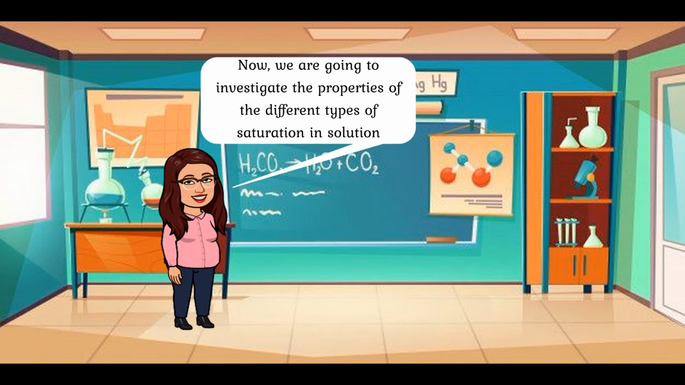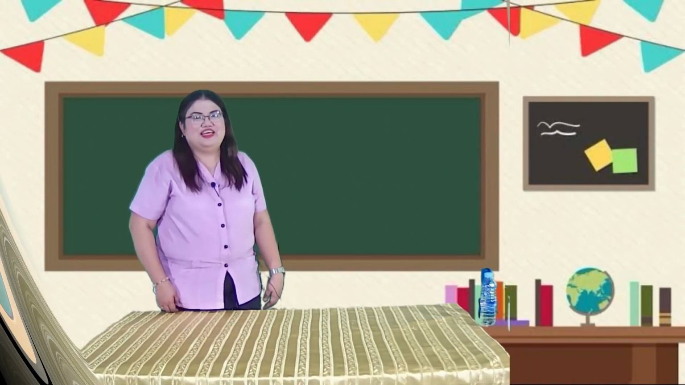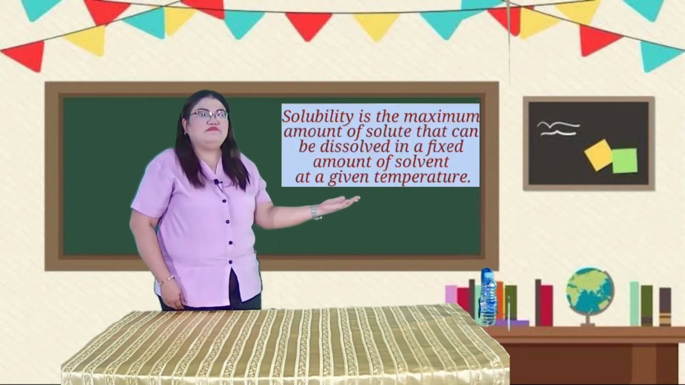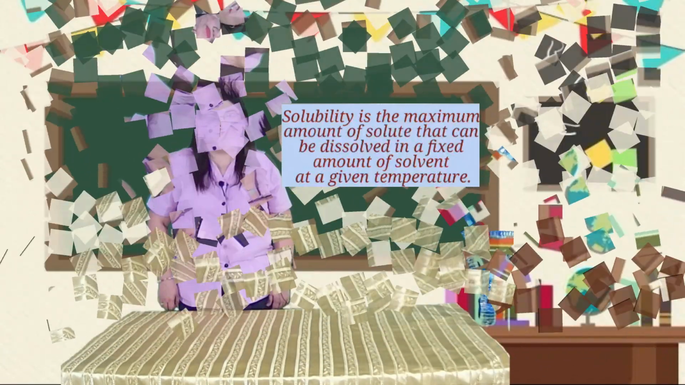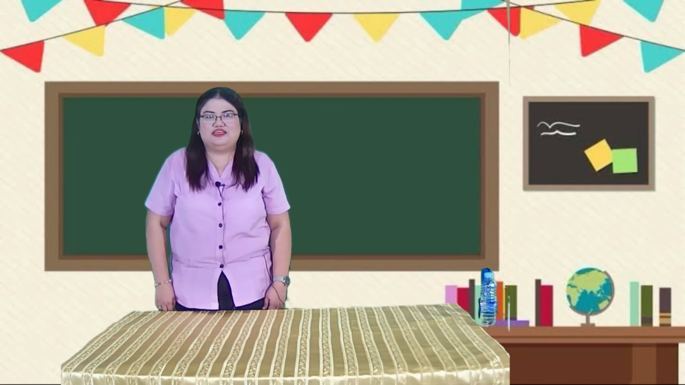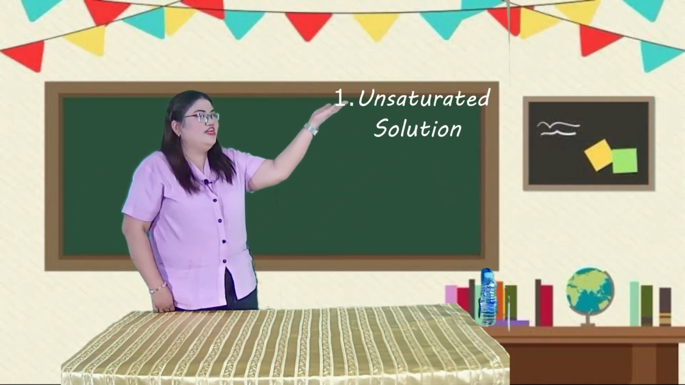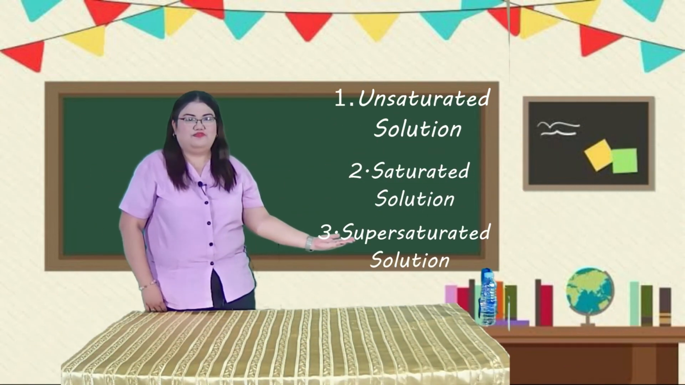Now, we have made a solution. Now, we are going to investigate the properties of the different types of saturations in solutions. Are you ready? Solubility is the maximum amount of solute in a fixed amount of solvent at a given temperature. There are three types of saturations in solutions: the unsaturated solution, the saturated solution, and the supersaturated solution.